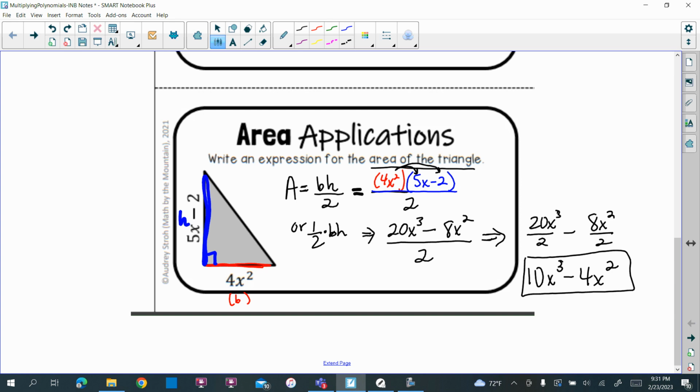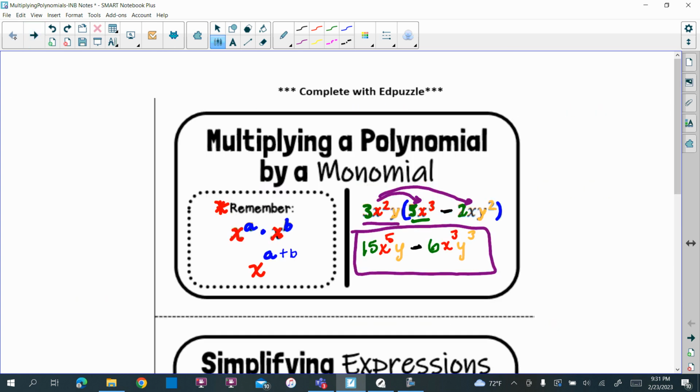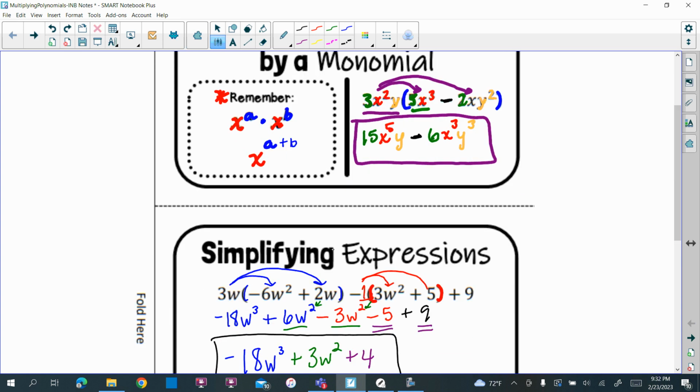All right, so what we're going to do, basically, we're going to just practice each one of these tabs. So you needed to, I'm going to go back real quick, needed to cut on the dotted line to have each tab.